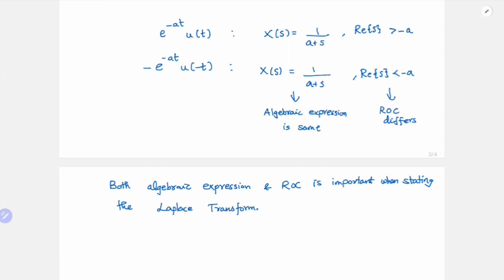Why? Because if I just have the algebraic equation, I'm getting more than one signal, right? When I do the inverse Laplace transform, I'll get more than one signal. I don't know which one is correct. So I also need the region of convergence. With the region of convergence, my signal mapping will be 1 to 1. Okay. So both are important.